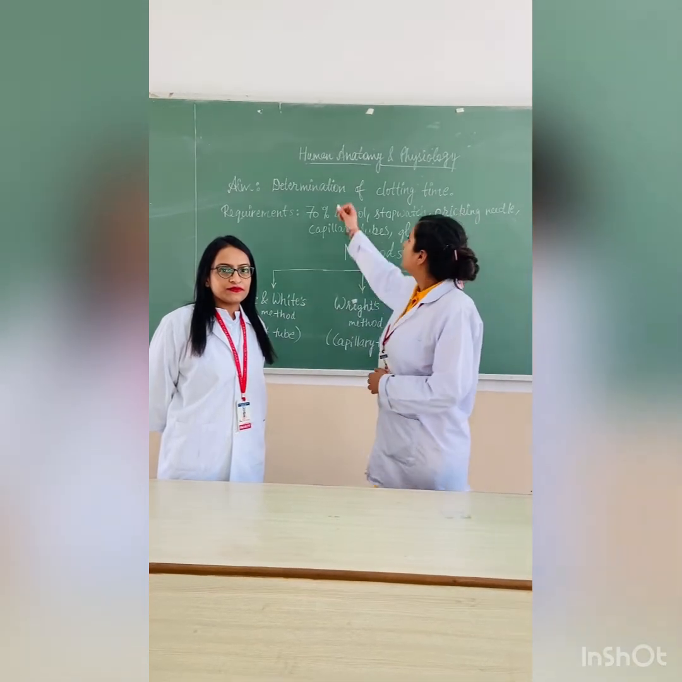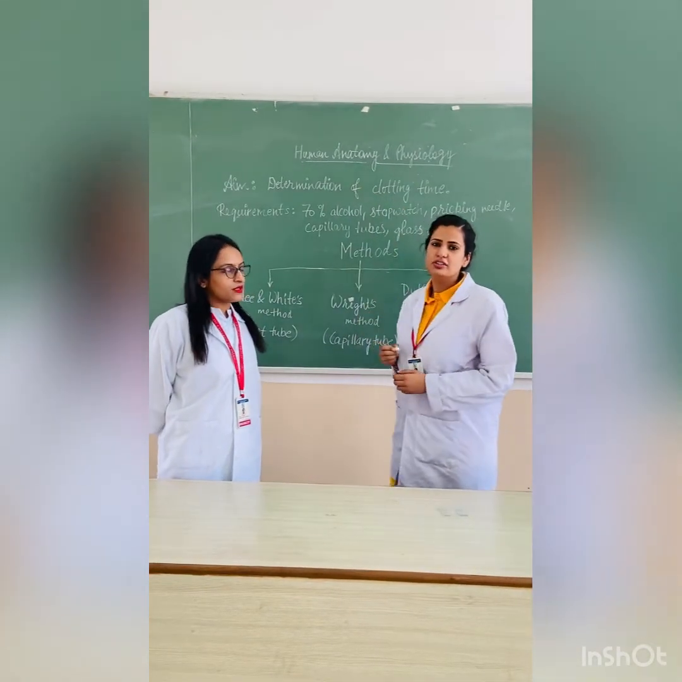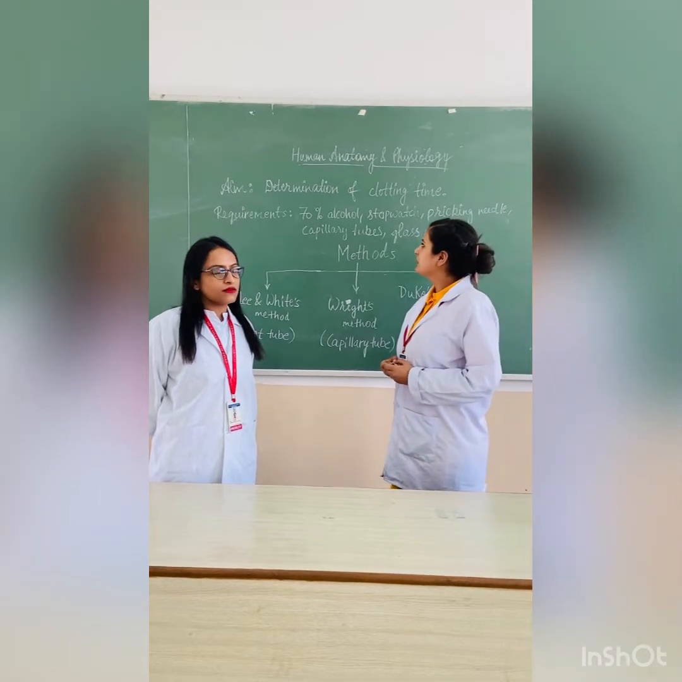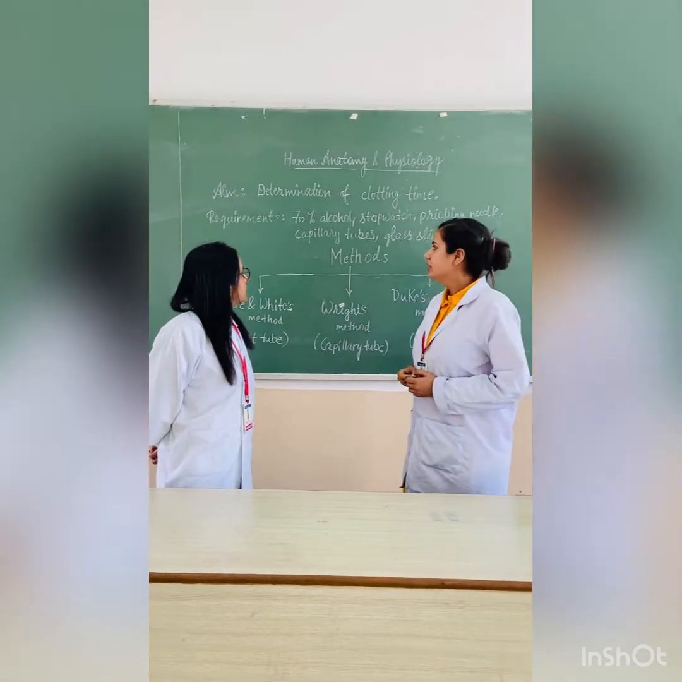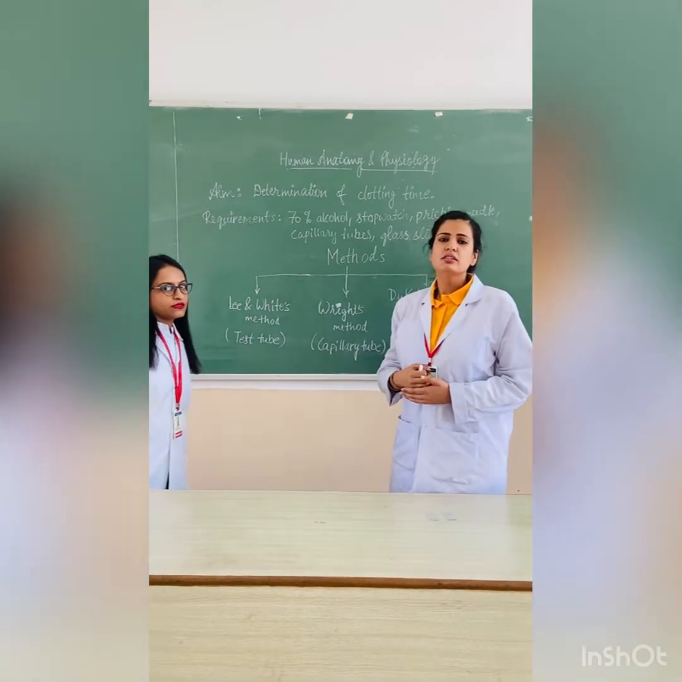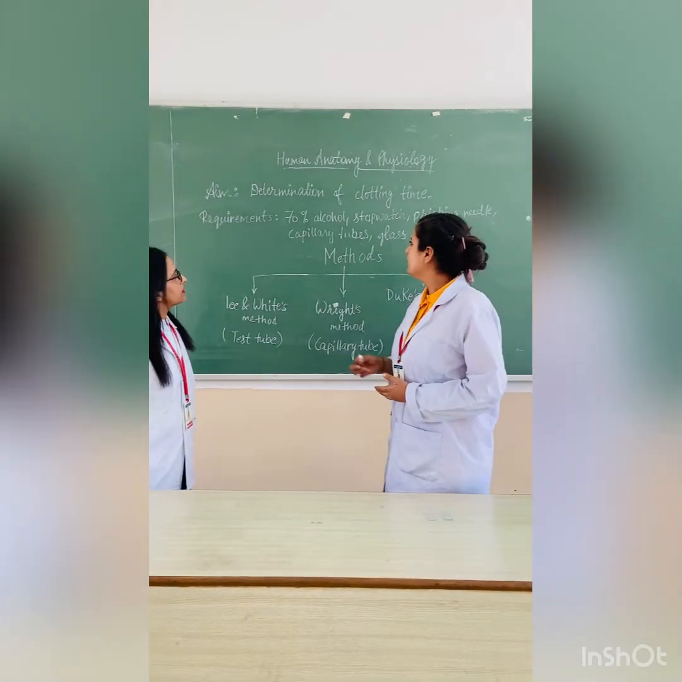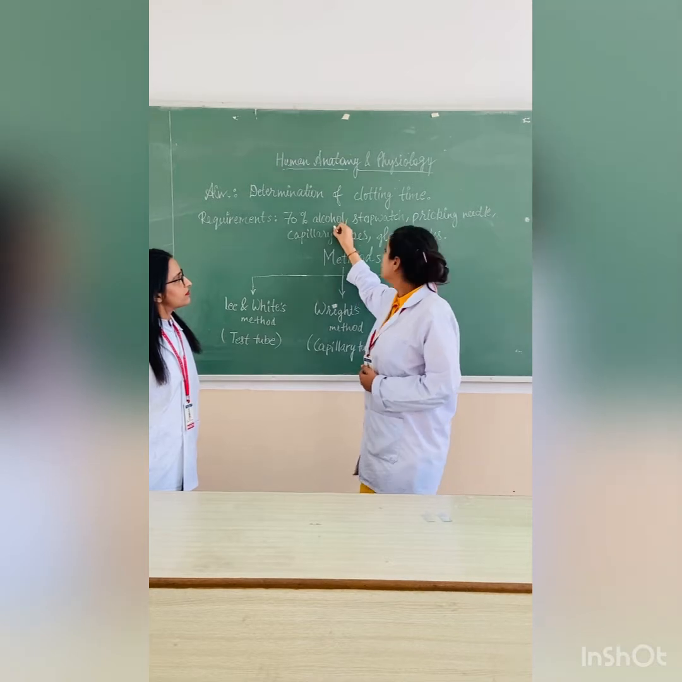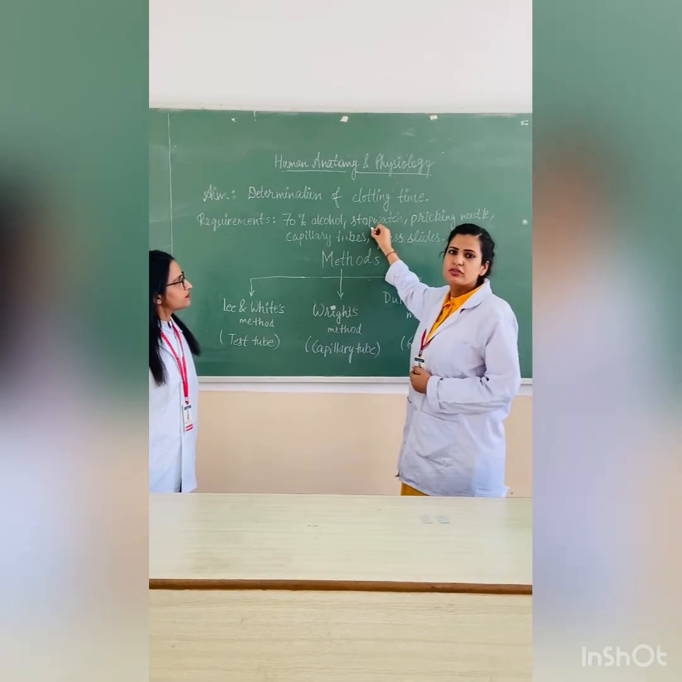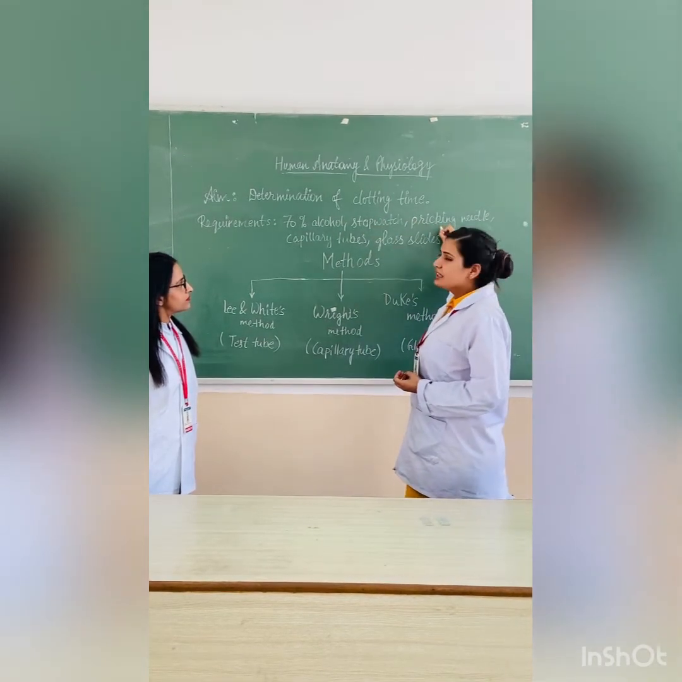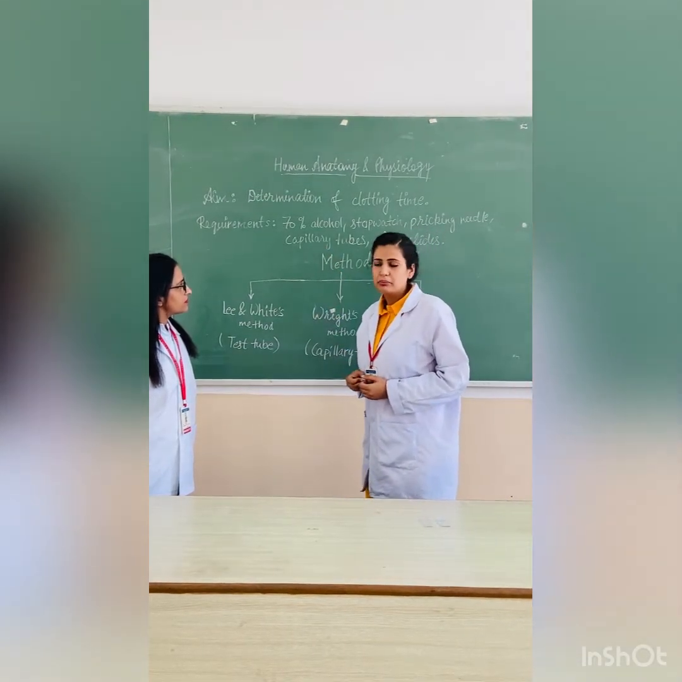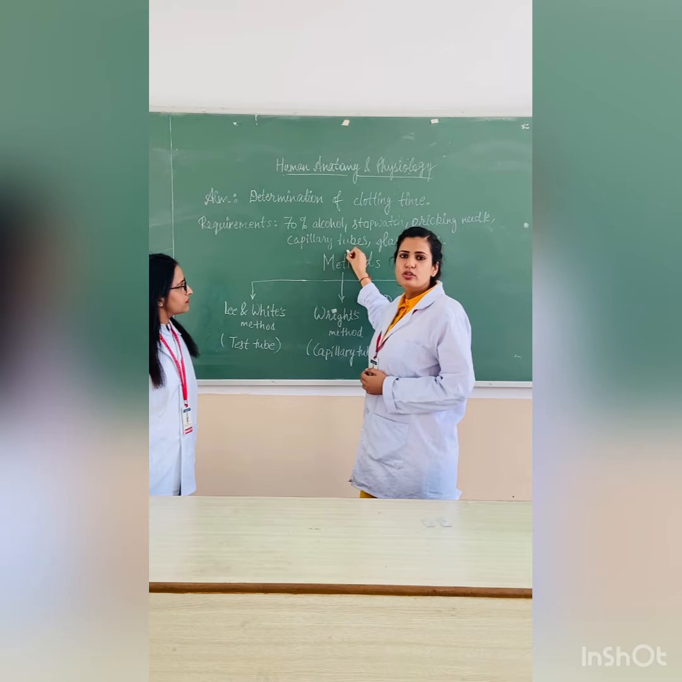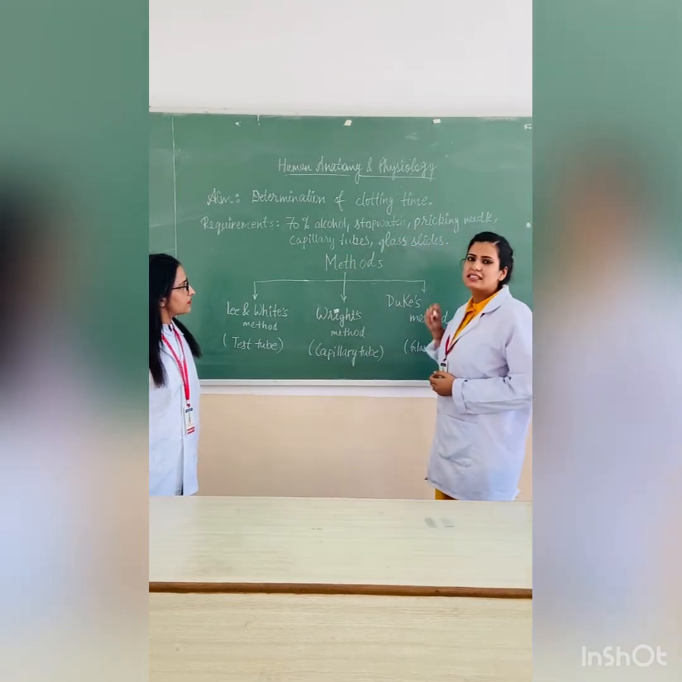Today we will perform the practical of human anatomy and physiology. Our practical is the determination of the clotting time. For the clotting time we will need 70% alcohol, a stopwatch for the time, a pricking needle to prick the finger for the collection of the blood sample, then capillary tubes and glass slides.